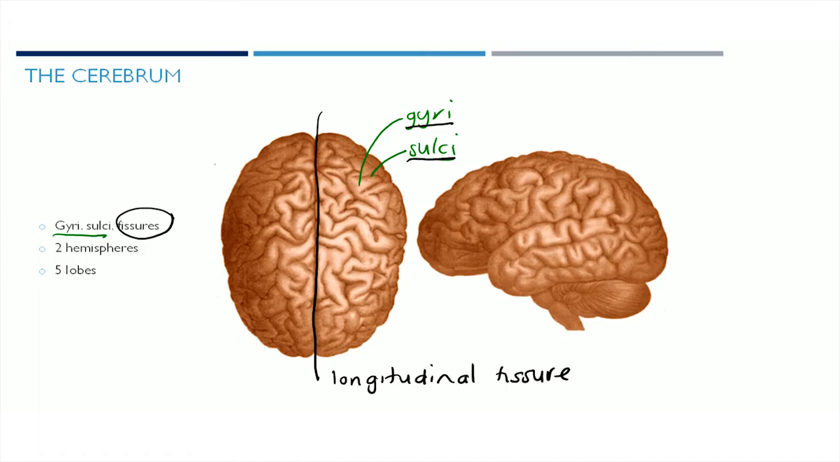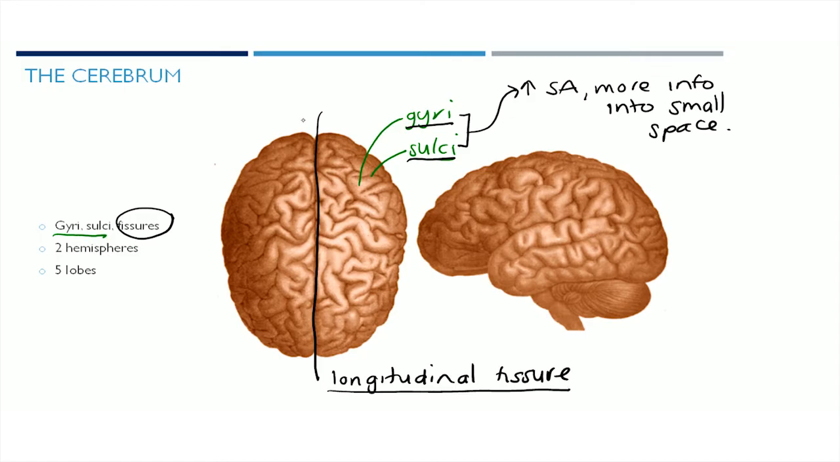What's the point of having all of these? Well, by having mountains and grooves, or gyri and sulci, we actually increase our surface area of the brain, allowing us to fit more information into a smaller space, that being the skull. By having this longitudinal fissure, we're really breaking the brain into 2 parts, left and a right side, and these sides are called hemispheres. Within each hemisphere, as we'll see in the next slide, it's broken into 5 lobes.